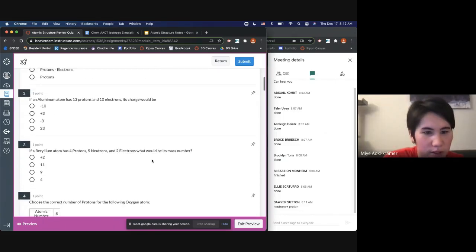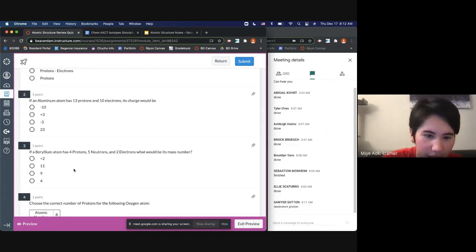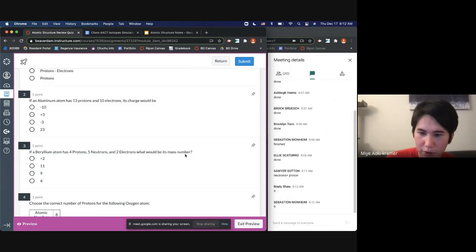Let's do one of these. If a beryllium atom has 4 protons, 5 neutrons, and 2 electrons, what would be its mass number? Beautiful.